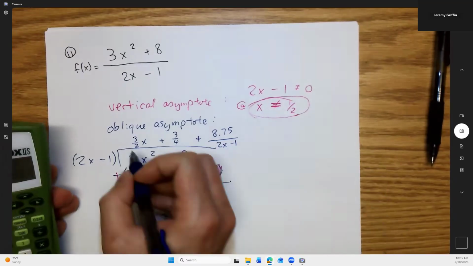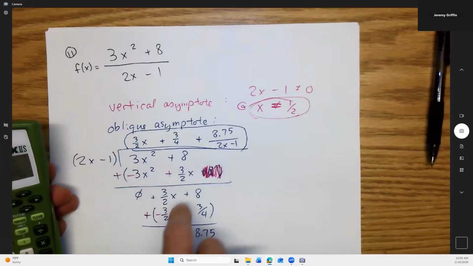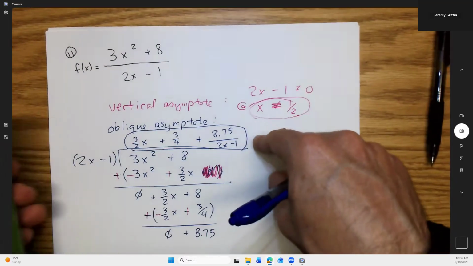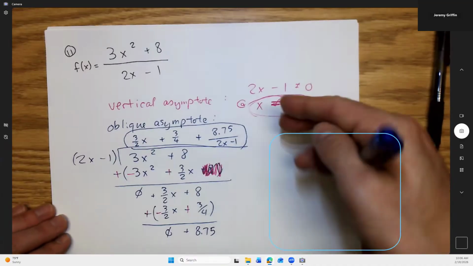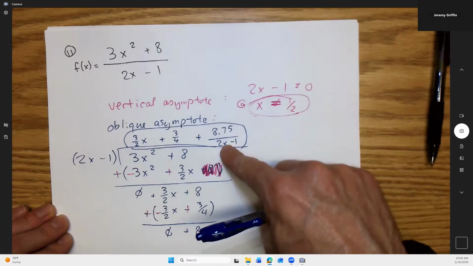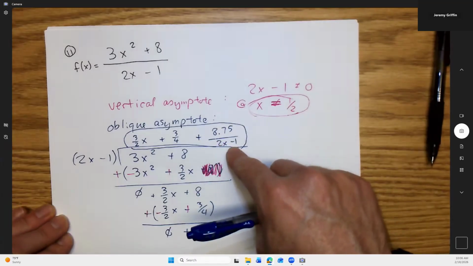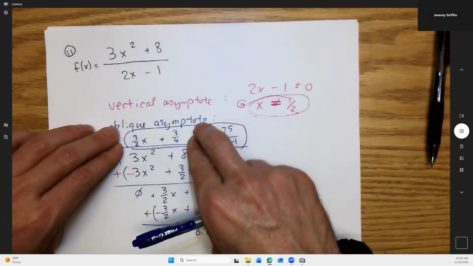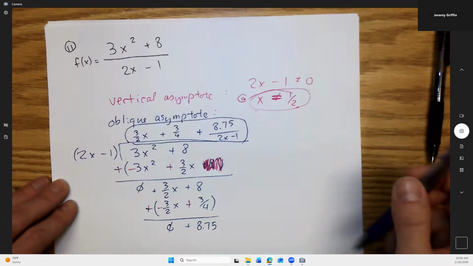Okay. So if you divide this out with long division, you get this full expression right here. This final remainder bit that has the fraction is going to become negligible as x gets very, very large. Like if you plug in 1,000,000 for x, this approaches 0. Never quite reaches 0, but approaches 0. So the first two terms, which look like a linear equation, would be the oblique asymptote.